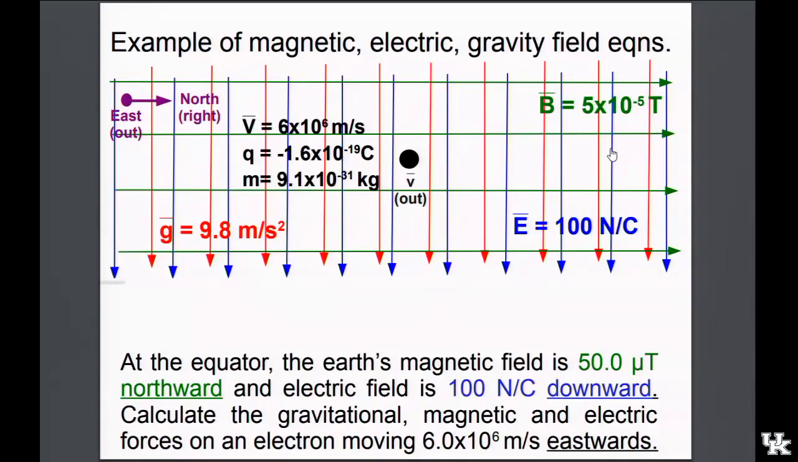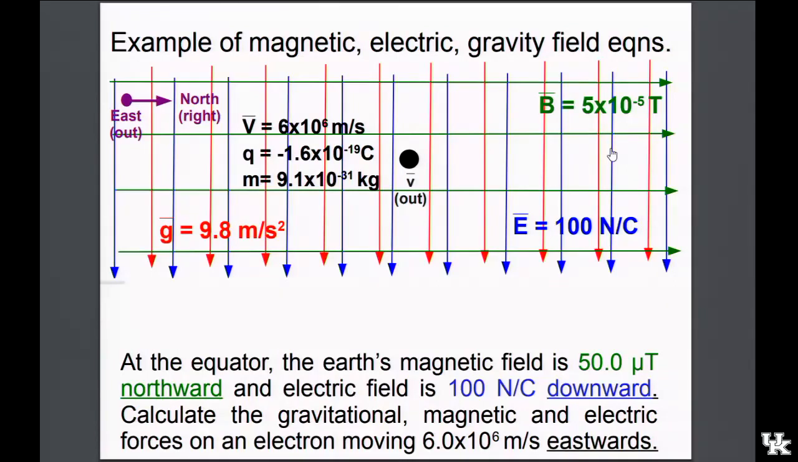In this particular example, we're told that we went to the equator for this one. Okay. We've gone to the equator, and we're told that the Earth's magnetic field is 50 microteslas and is pointing north at the equator.